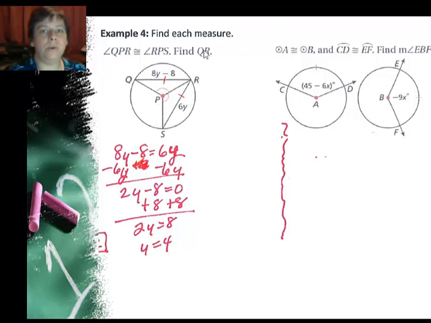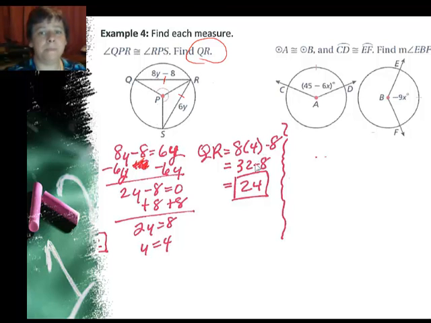Now, they didn't want to know what y is. They want to know the length of QR. So I'm going to substitute this 4 back up here. 8 times 4 minus 8, 32 minus 8, it's 24. And that is my answer.